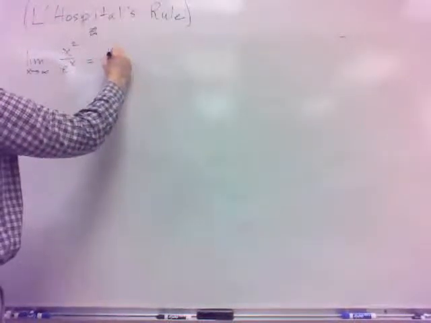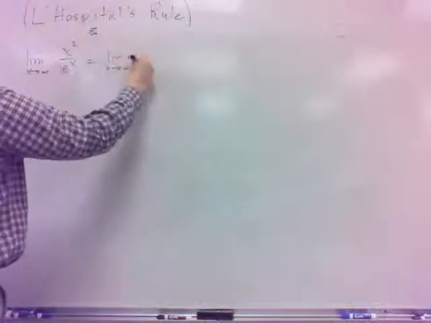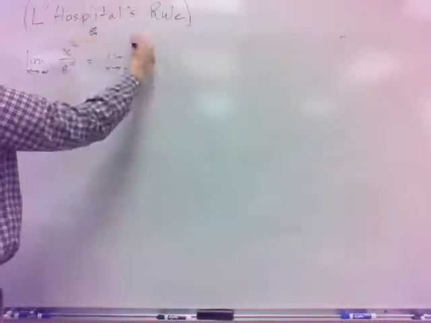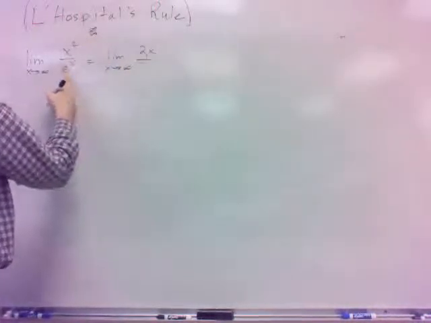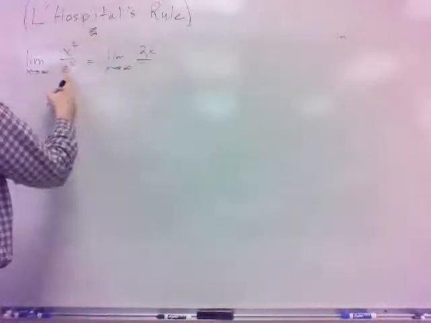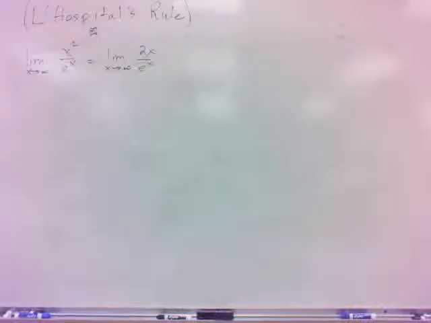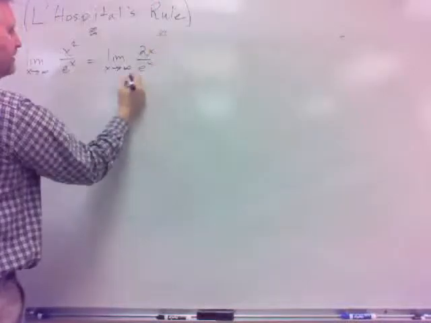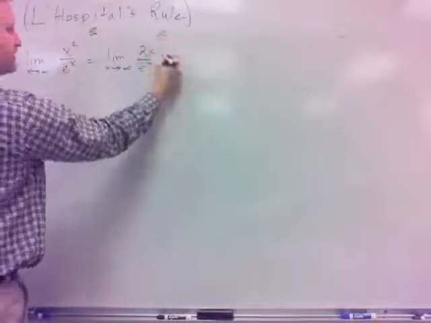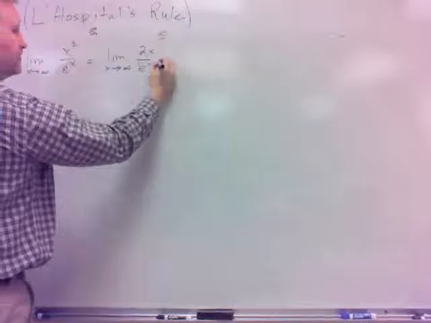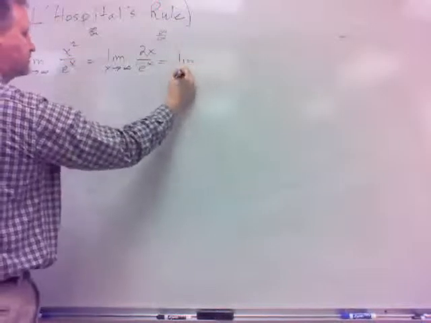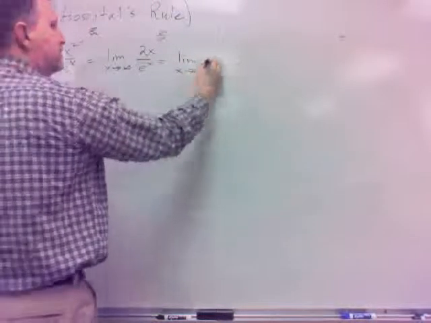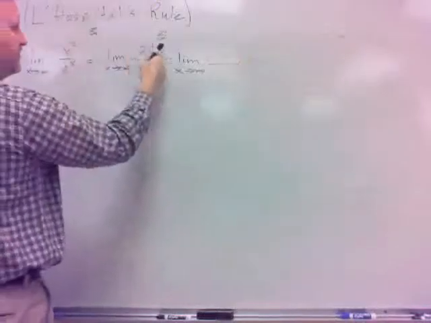So this will be the limit as x goes to infinity of, top derivative 2x, bottom derivative, the derivative of e to the x, e to the x. So now I have the limit as x goes to infinity of 2x over e to the x. What have I got there? Well, the top's going to infinity. 2 times infinity is infinity. E to infinity is infinity. So I still have infinity over infinity. So one more time, L'Hopital.